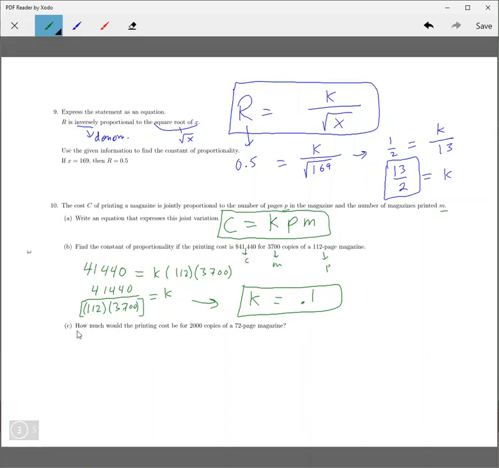Okay, and then finally, part C, how much would the printing cost be for 2,000 copies of a 72-page magazine? So this is our original formula. We know that K is 0.1, so let's put a 0.1 there. And 72 pages, that would be P was 72, and 2,000 copies, M was 2,000. And this works out to $14,400.